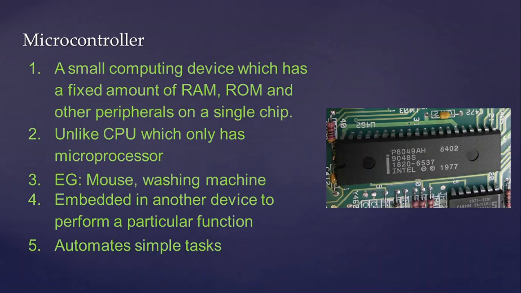The microcontroller is a small computing device which has a fixed amount of RAM, ROM, and other peripherals on a single chip, unlike the CPU, which only has the microprocessor. Examples include mouse and washing machine. The example of a washing machine is valid as it has a fixed amount of RAM and ROM. So whenever we are pressing a button, it does some instruction. That is only possible if it has some preloaded instruction before. And this helps automate simple tasks.